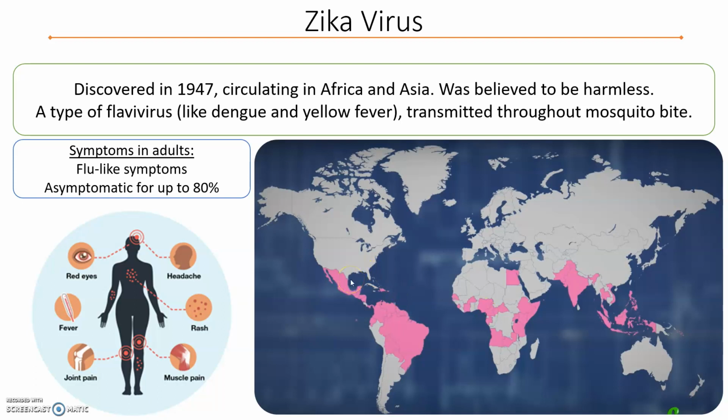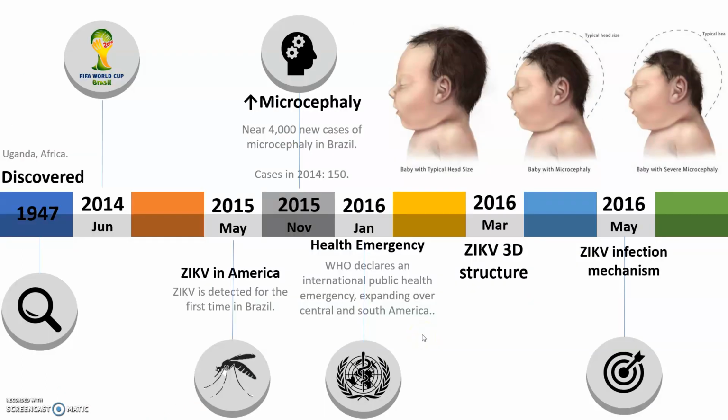In the map in pink, we can see the regions of the world in which Zika virus is currently active. We can see that now it is spread to Central and South America. So this leads us to the timeline of Zika virus. As I mentioned, it was discovered in 1947 in Africa. Zika virus was detected for the first time in Brazil in May of 2015.